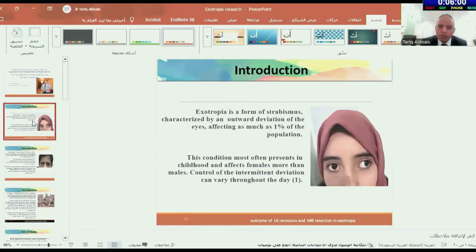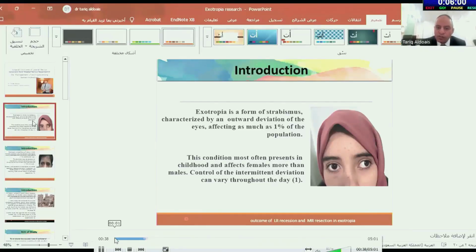Yeah, it is pre-recorded. but I Exotropia think is a we form got- of strabismus actually- characterized by outward Can you do it deviation of over? the Let's eye, start over. affecting much more than Yeah. 1% of population. The condition most often present in the childhood Okay. and affect female more than males. Control intermittent deviations can vary throughout the.